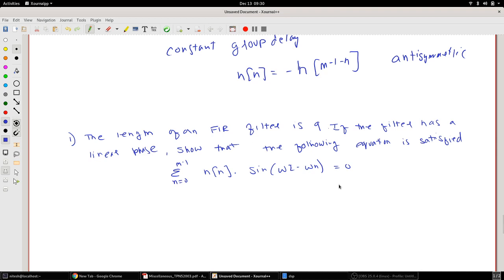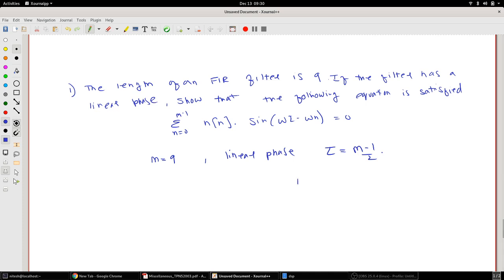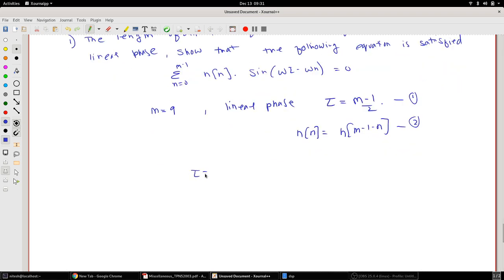So what you have been given is that M is 9, and the filter has a linear phase. That means tau equal to (M minus 1) by 2, that's the first condition, and h of n equal to h of M minus 1 minus n. These are the two conditions which are satisfied since it's a linear phase. So let's first get tau equal to (9 minus 1) by 2, which is 4.